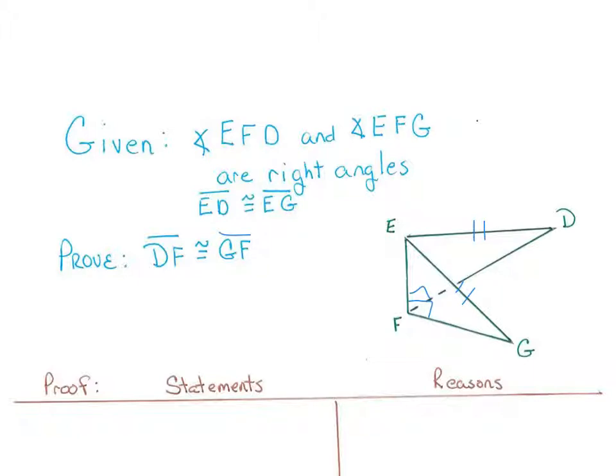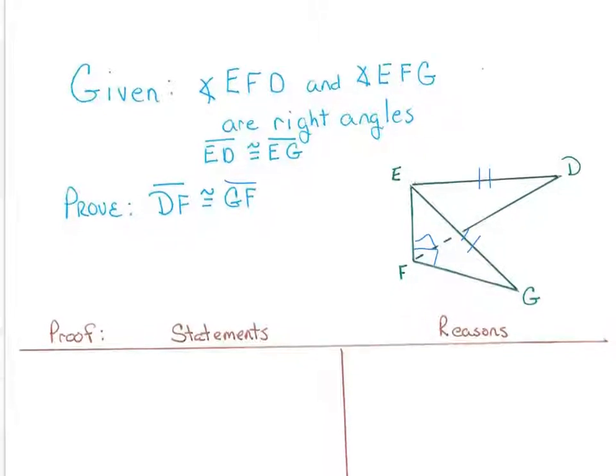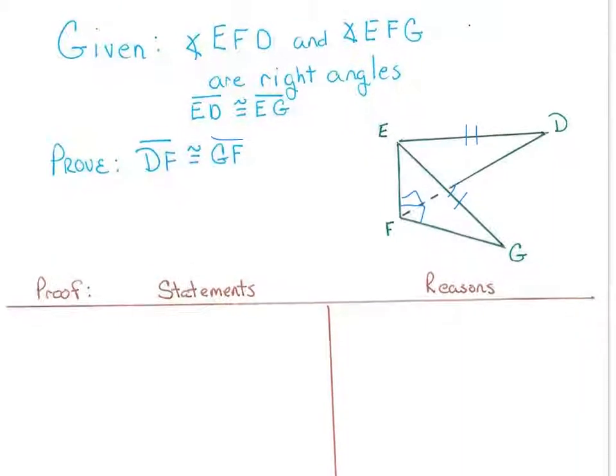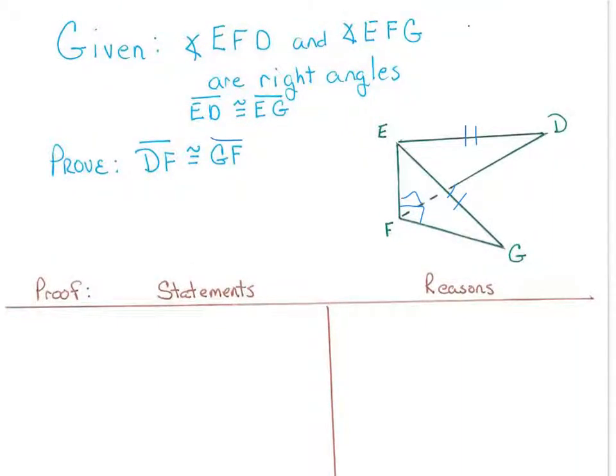So sometimes it's good to talk about the strategy before we start writing things down. But we don't want to skip steps. So we always start with our given information, or almost always. I guess there's times you don't have to do that. But let's start with the fact that we have right angles. Angle EFD and angle EFG are right angles. And that is simply our given information.